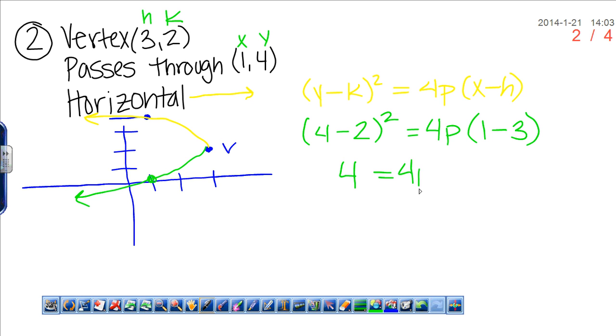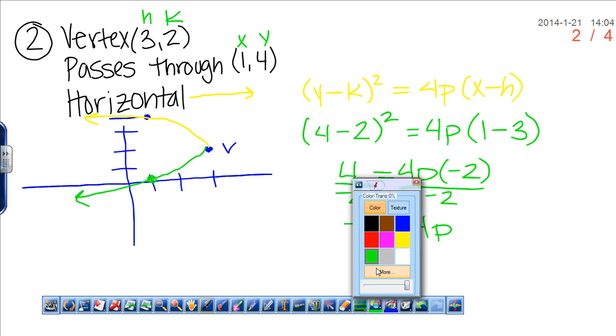So 4 is equal to 4p times negative 2. Now I have two choices here. I can solve for p and then find 4p, or I could solve for 4p right here. We're going to end up using 4p in our equation. So I'm going to just divide both sides by negative 2. And I'm going to find out that 4p is equal to negative 2. Now, could you go all the way and solve for p and then multiply it by 4? Sure. Would p be negative 1/2? Yes, p would be negative 1/2.